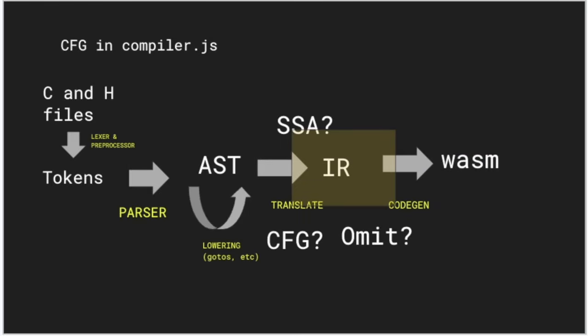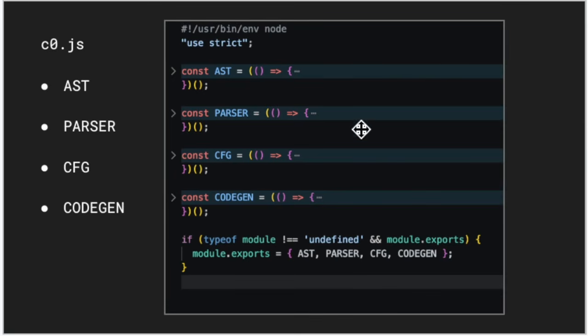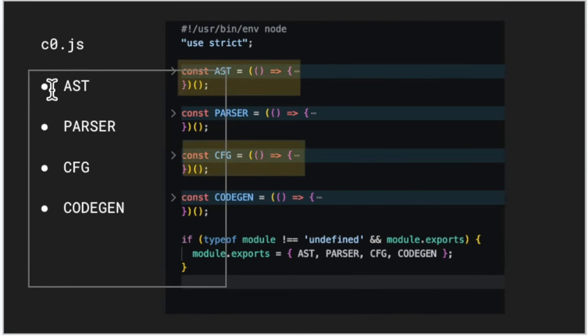And so I've created a mini compiler just to test out this architecture. C0, a very small subset of C, but enough to be able to test out the gotos and the control flow. And it's basically split up into just the 4 parts, right? Today we're going to talk about the AST and the control flow graph.